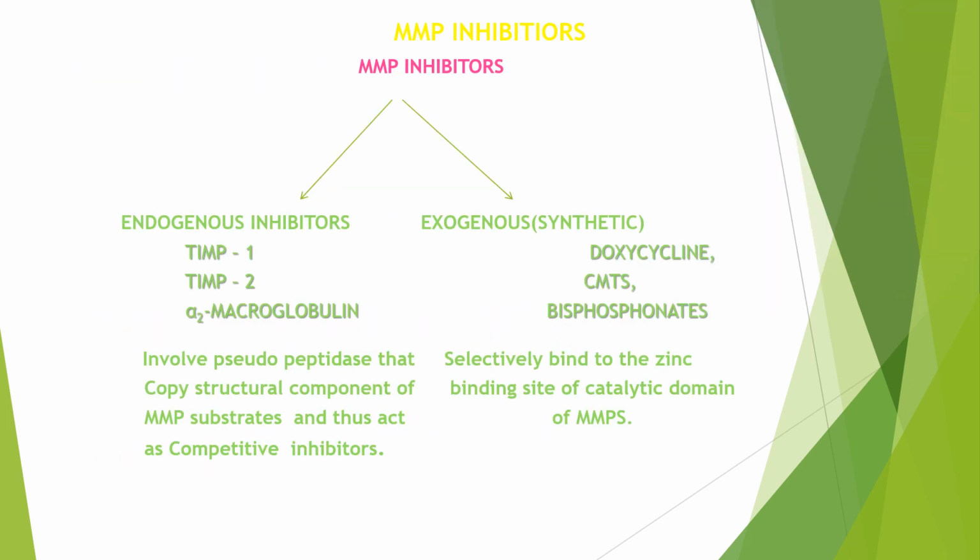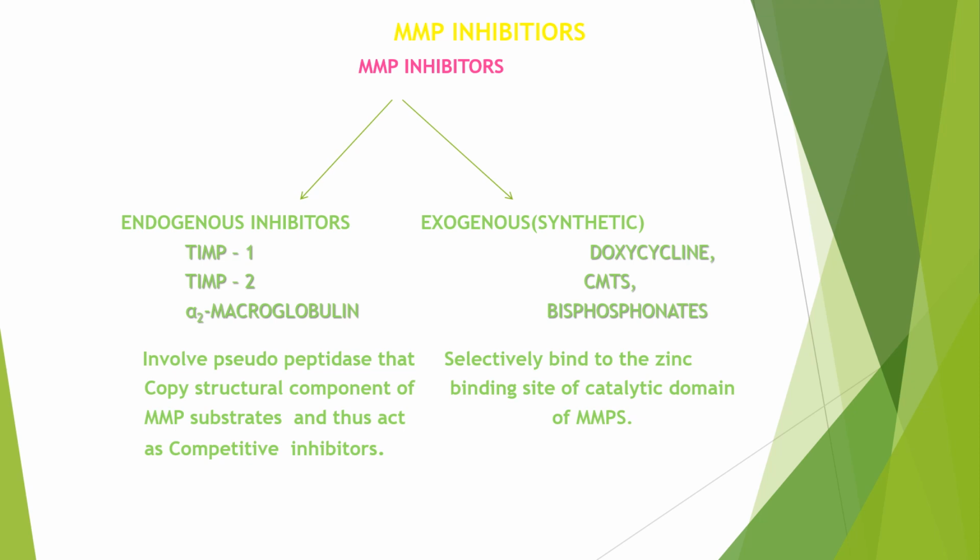So as I told you previously, if there is an imbalance between matrix metalloproteinase production and matrix metalloproteinase inhibitors, then it results in a disease status. Generally, the body itself has certain inhibitors to these matrix proteinases. Those are called endogenous inhibitors, such as TIMP-2, TIMP-1 and alpha-2 macroglobulin. If they are not available in the body, then we can give them exogenously by means of doxycycline, chemically modified tetracyclines, or bisphosphonates. These selectively bind the zinc binding capacity of the catalytic domain of MMPs.